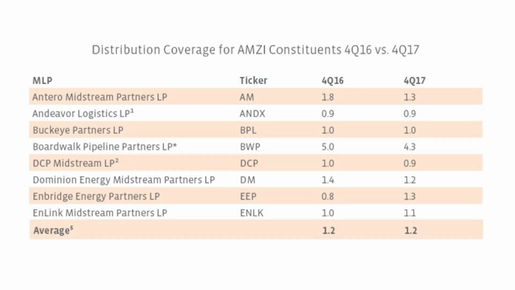So you see here the coverage ratio for a group of MLPs, and that averages around a DCF that's 1.2 times the distribution. This means the company has cash flow about 20% higher than what it's returning, but you also see that some companies here are saving back more or even much less.